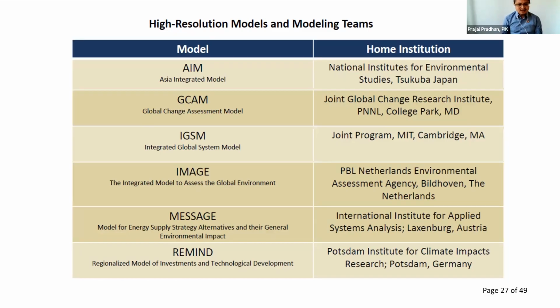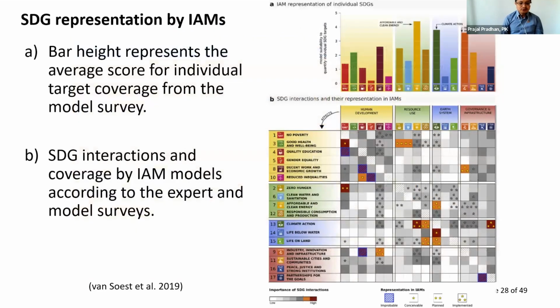So we see that there are so many models here, and some of the features of these models, like energy, food, carbon, and land use, are also key targets or key issues mentioned in the Sustainable Development Goals. And that's why colleagues also try to explore how SDGs could be represented in integrated assessment models, or how representative the Sustainable Development Goals are in these integrated assessment models.